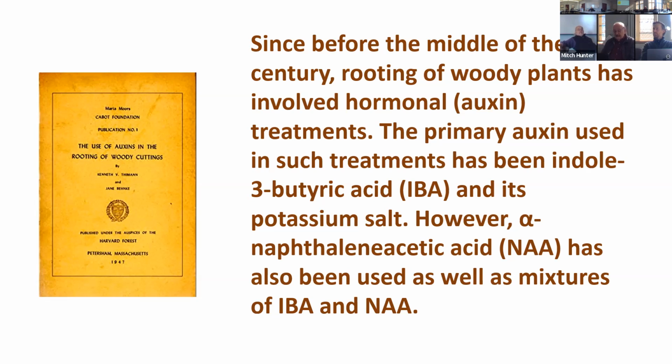But indolebutyric acid was found in the 1930s. The group at Cornell that originally published that was important, and companies evolved that were selling IBA. You can go to Walmart right now and buy it for 5 times what it's worth. And it's the standard treatment that some people use NAA as well, but mostly it's IBA and its various forms.